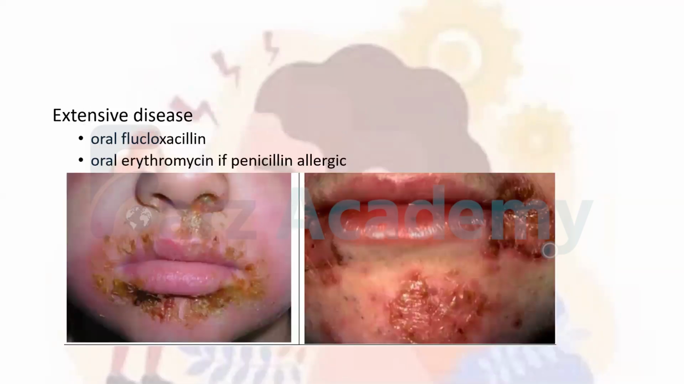So this is how the lesion looks. The lesion is extremely extensive and severe. You can also give oral antibiotics in the form of flucloxacillin, and erythromycin if the patient is allergic to penicillin.